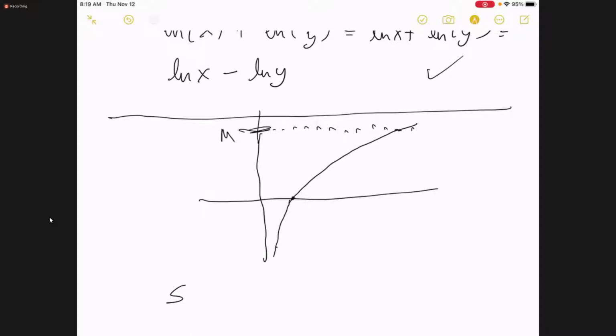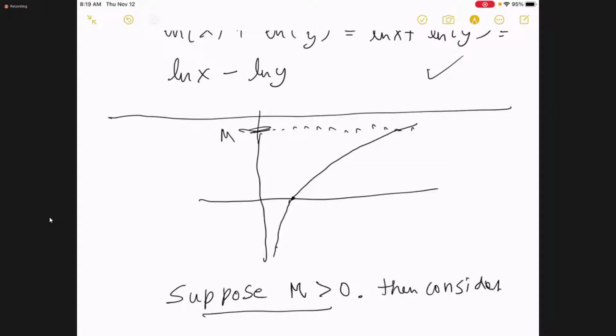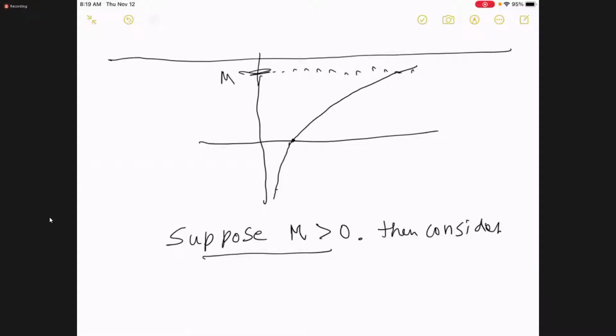And so let's see. Suppose m is greater than 0. And I'm thinking m is big. Then consider ln of 2 to the 2m. Now let me put another step in.